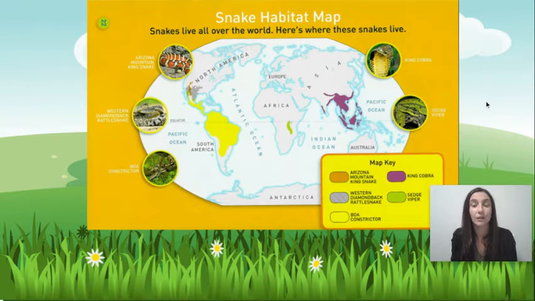We definitely learned a lot from our book, from our pictures, and from this snake habitat. The snake habitat map is also a key text feature in a nonfiction text. We are just gathering and gathering so much beautiful information.